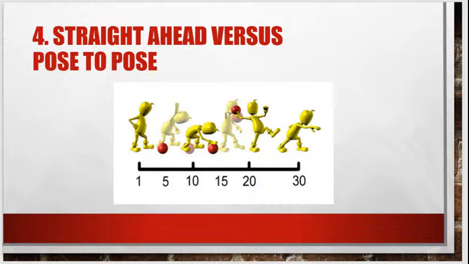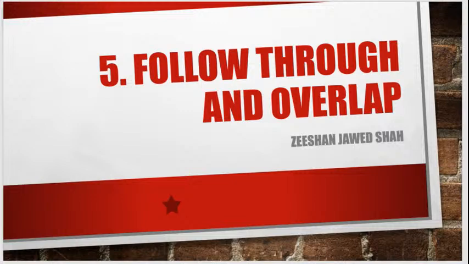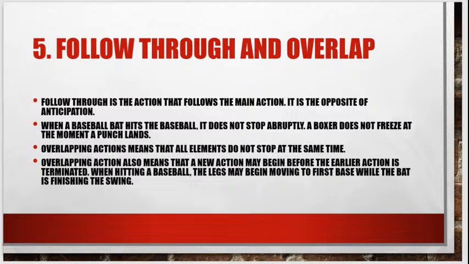Now let's see. We have here follow through and overlap. This is the fifth principle of animation. What does follow through and overlap mean? Follow through is the action that follows the main action. It is the opposite of anticipation. In anticipation, you show what is going to happen next, like a prediction. But in follow through, it shows something that happens once the main animation finishes. So whatever you see when the main animation finishes is known as the follow through. In anticipation, you show something that happens before the main animation. In follow through, you show that after the main animation finishes.